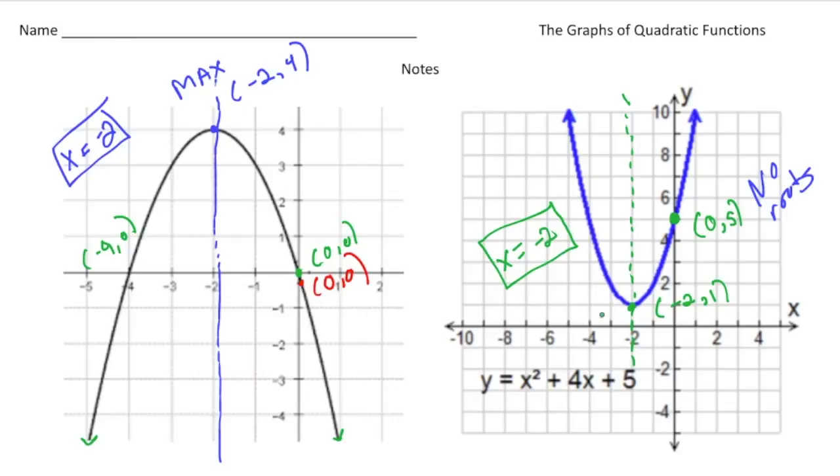Why don't you pause the video and try the your turn problem now, and then when you're done, hit play, and you can see how you did. Alright, good luck.